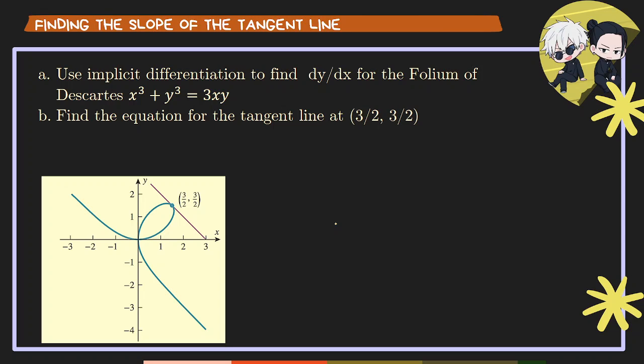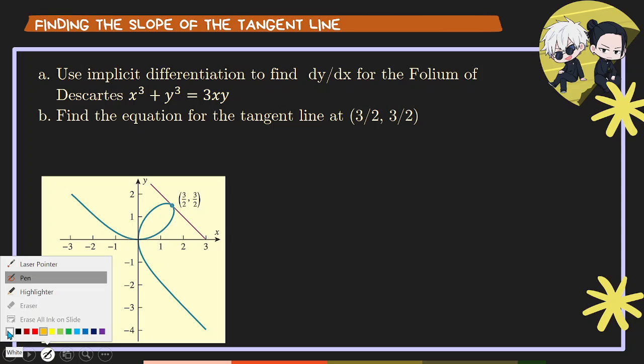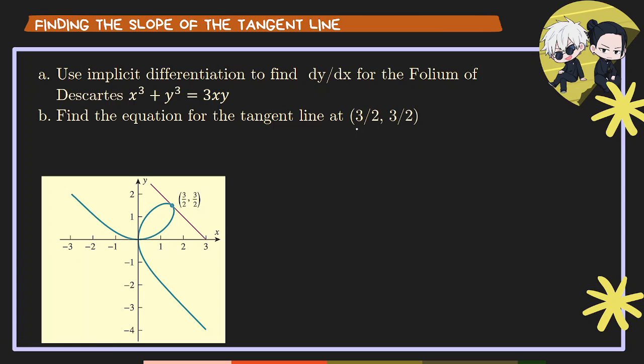one? Now, we are asked about what we call the folium of Descartes. So, ito yung function na yun: x cubed plus y cubed is equal to 3xy. So, pinapahanap tayo ng equation for the tangent line. Ano ang equation ng tangent line? Yung point slope form, di ba? Meron ba tayong point? Meron. Ito yung point mo.